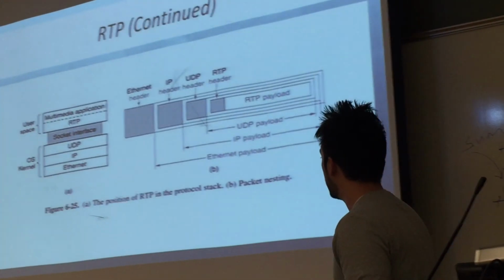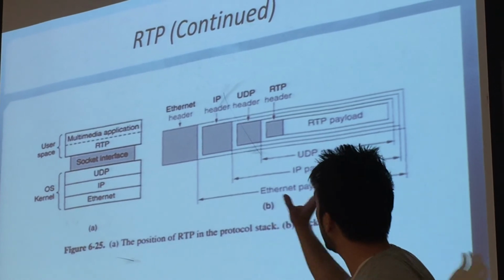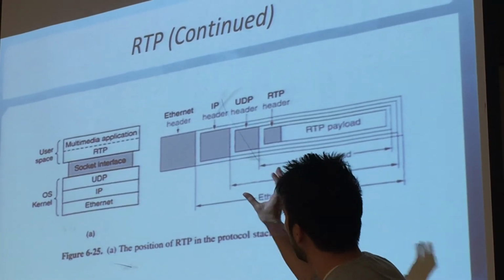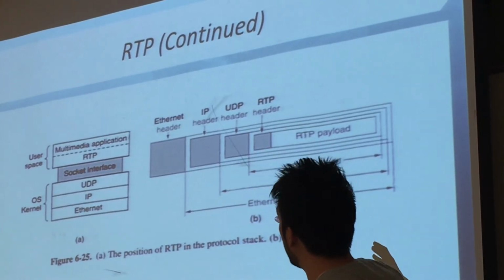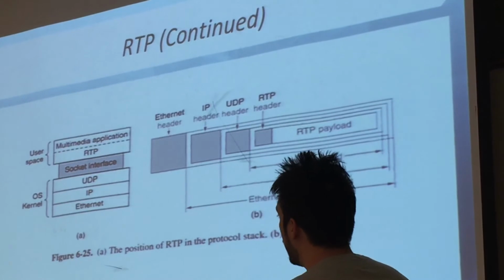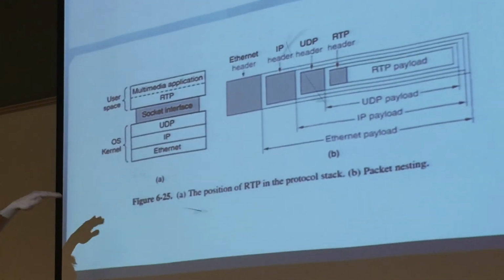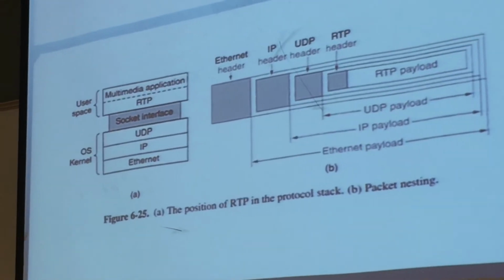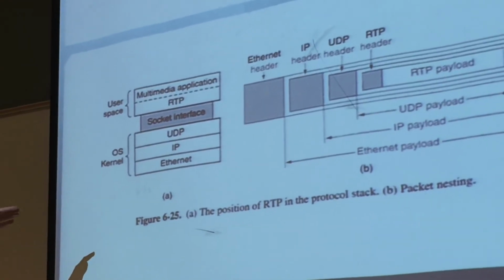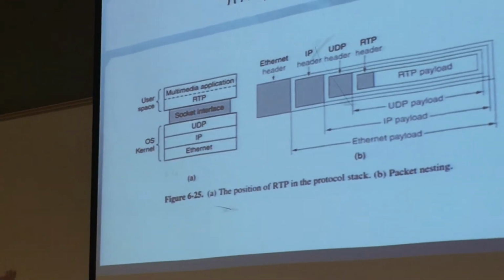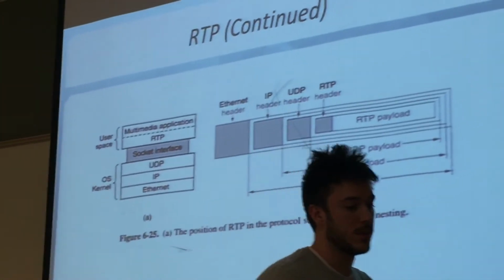Okay, so this shows you how the packets are nested. You have your Ethernet packet, which carries everything. You have your IP packet, the UDP packet is inside the IP packet, and the RTP packet is inside the UDP packet. And if you'll notice, you access UDP and IP through your OS kernel, so they're built into the operating system, while RTP is just a protocol, so it's not built into the operating system.